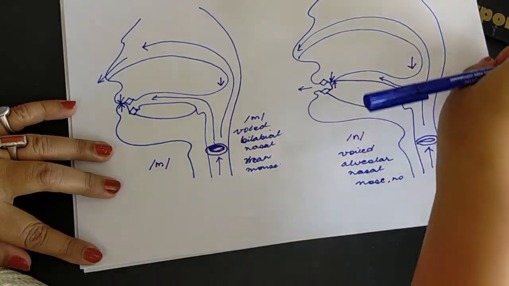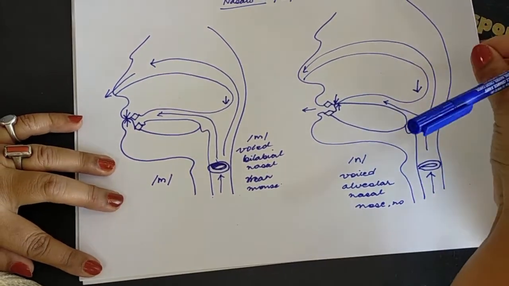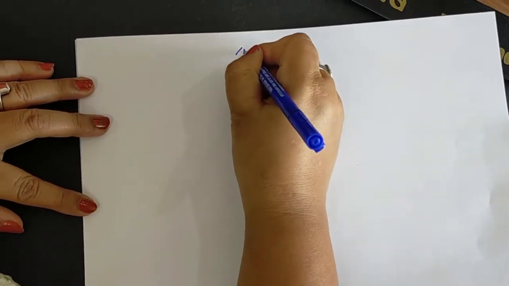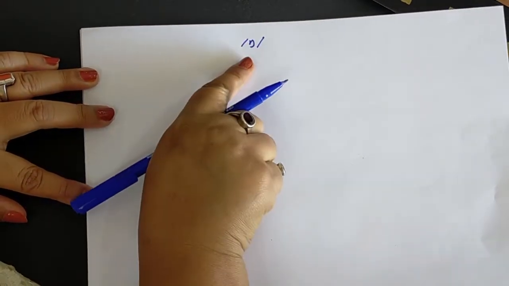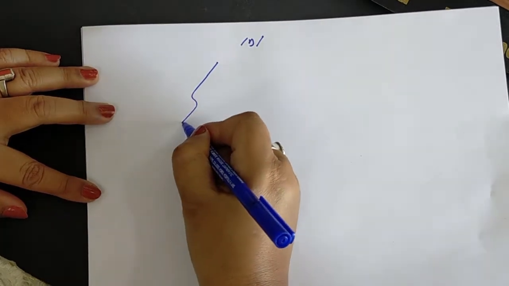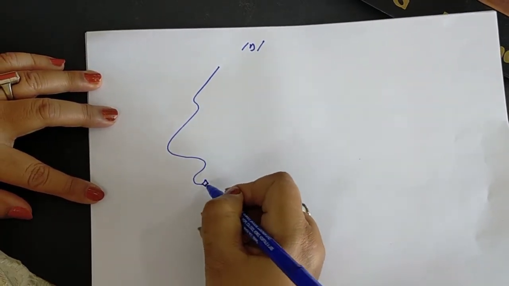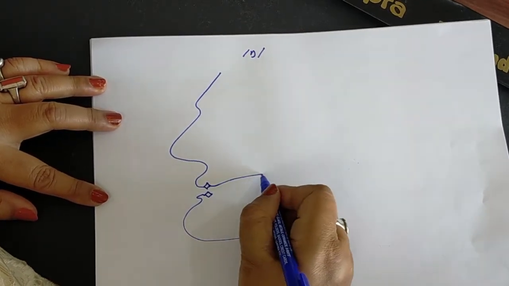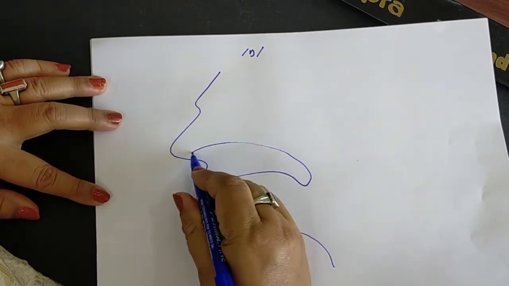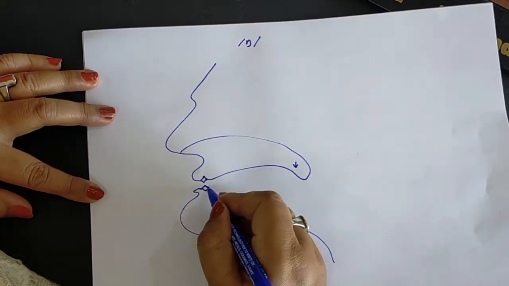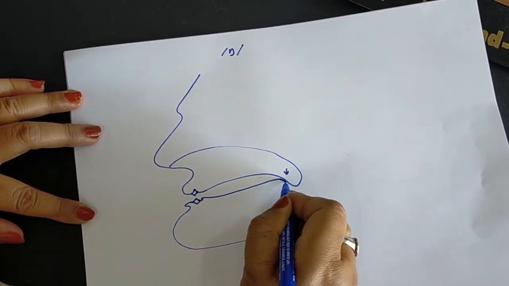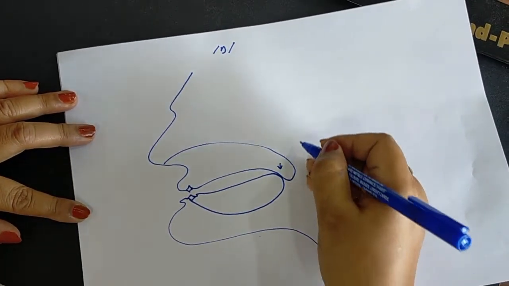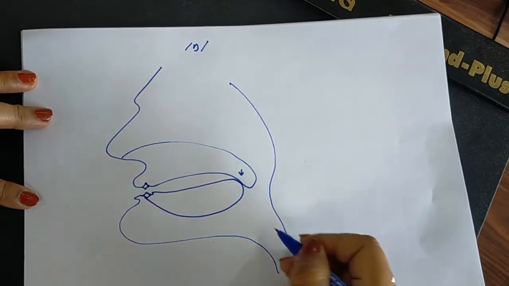Now let me lastly dwell on ng. Okay, let's go for ng. This is the way you write it, and then let's draw. Just remember k, g, just similar to k, g. This is how it goes. But we have the soft palate lowered. So what happens? The back side of the tongue is in complete contact with the soft palate, which is already lowered, and this is how it goes.